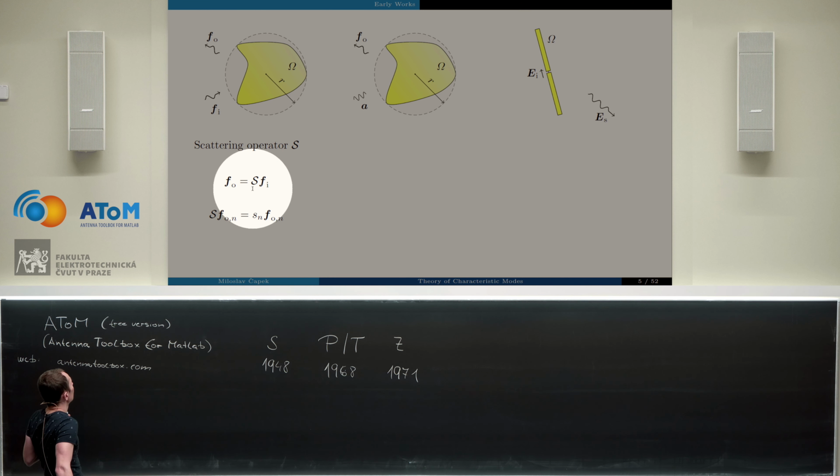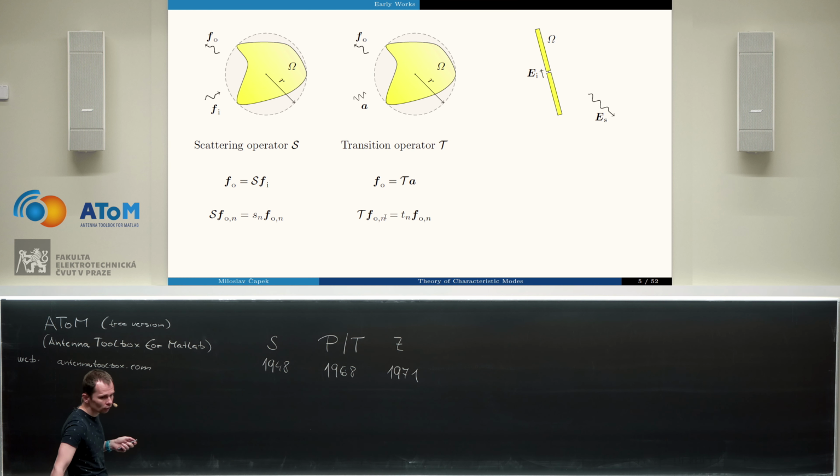And the situation is pretty similar for the transition operator T, where the only change is that T is a map from regular waves, here denoted by bold A, to once again a set of outcoming spherical waves. So that's the map done by a transition operator, but the decomposition formally is the same one. So once again, you will get a basis or set of vectors. We call them characteristic vectors, and they describe here directly characteristic radiation patterns.